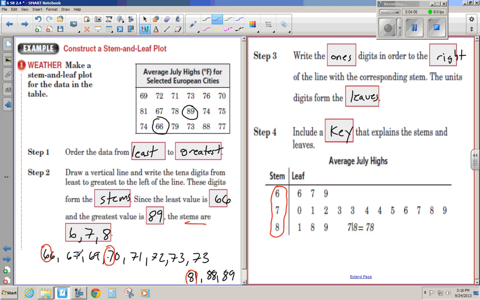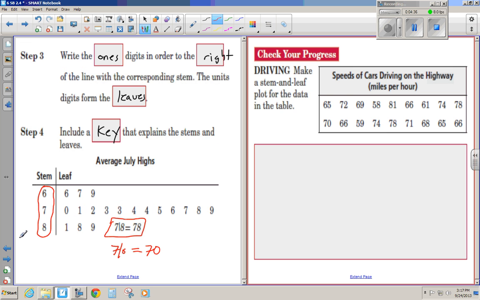Then you look at only the singles digits, the ones digits: 6, 7, 9, 0, 1, 2, 3, 3. And it went on and on. And the last three are 1, 8, 9. And this key just simply sets up that 7 | 8 is equal to 78. You could put 7 | 0 equals 70. You can use the key however you want. Just give an example of it.